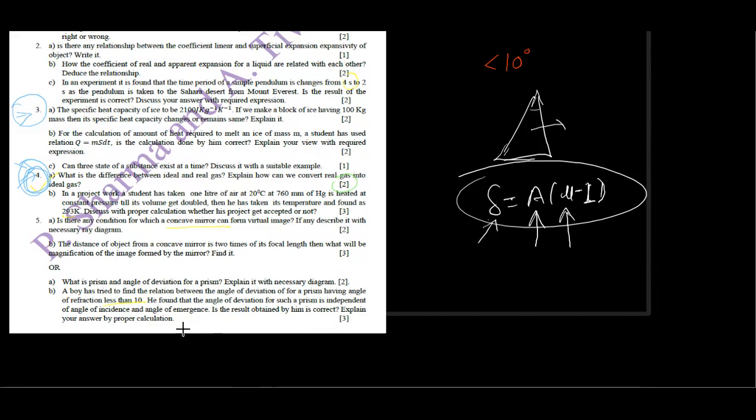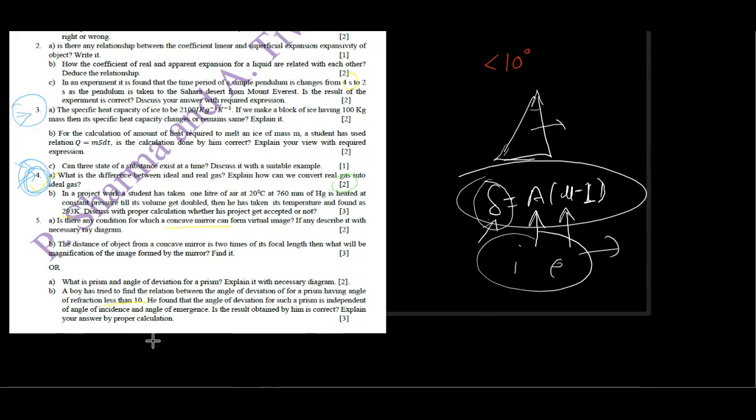That's why the statement he found, that the angle of deviation for such a prism is independent of angle of incidence and angle of emergence, is correct, because from this expression you can easily say that angle of deviation is independent of angle of incidence and angle of emergence. That means the conclusion made by the boy is correct.